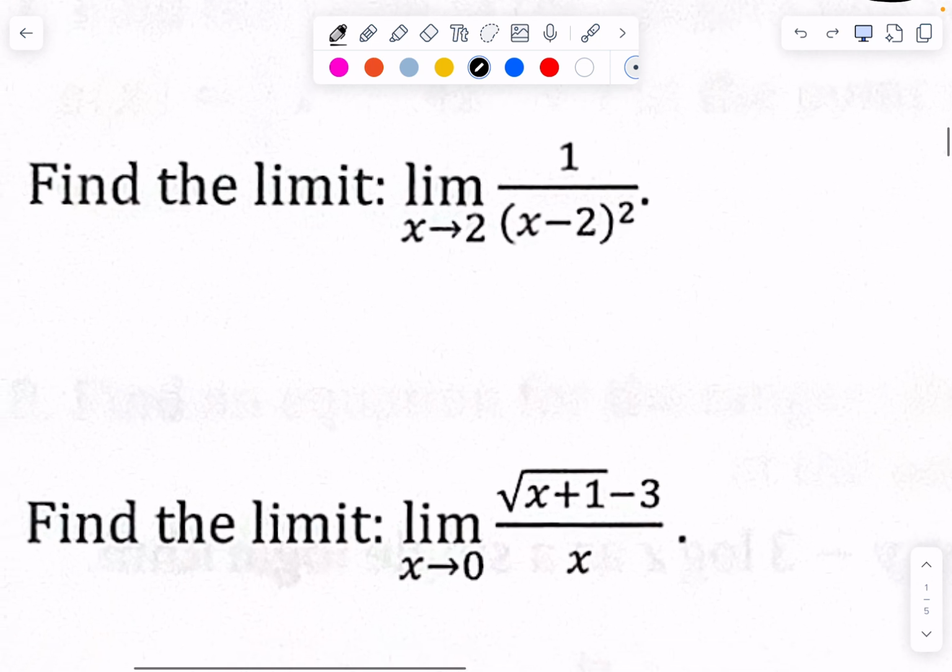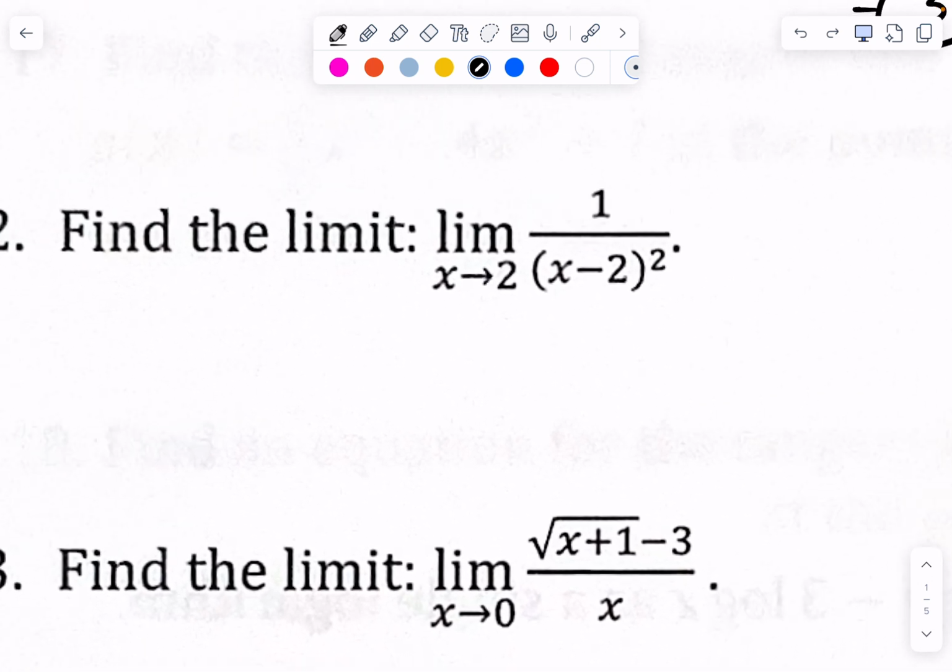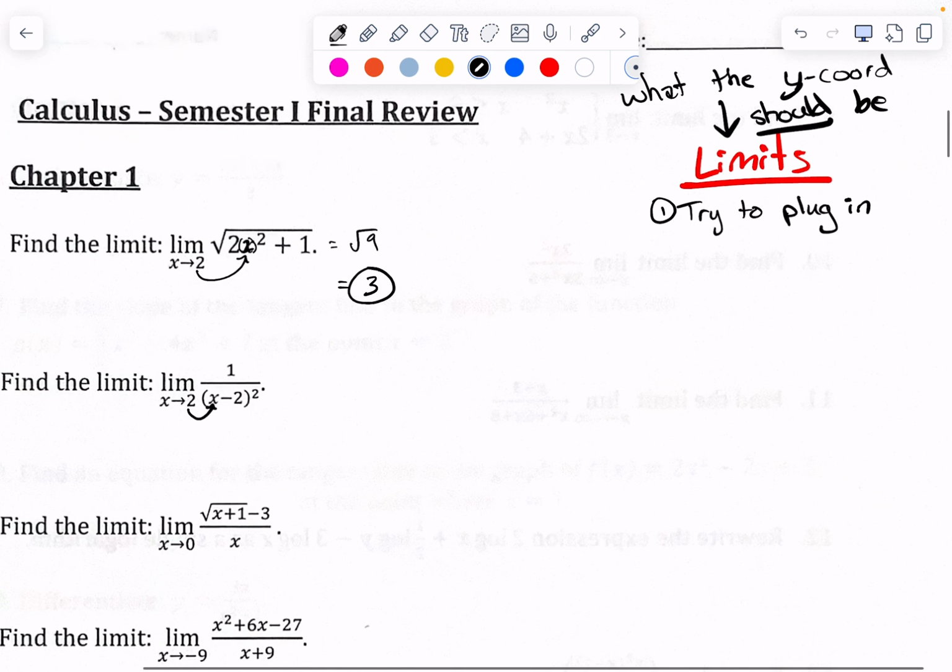Okay, number 2. Can we just plug the dang thing in? No, because why? Right, 0 on the bottom. So we have to decide what that does. Like, what is there? No, it's not a hole. A hole is where it cancels on the top and bottom. So there is a VA here, okay? So, number 2. This is if it fails, right? Okay? So, if it fails.